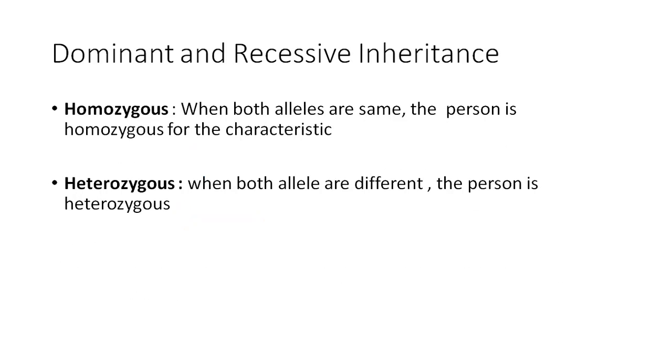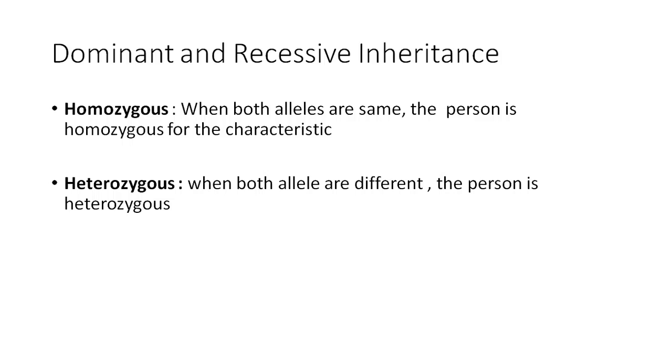Genes that can produce alternative expressions of a characteristic, such as ability or inability to curl the tongue, are called alleles. Every person receives a pair of alleles for a given characteristic, one from each parent. When both alleles are the same, the person is homozygous for the characteristic. When they are different, the person is heterozygous.